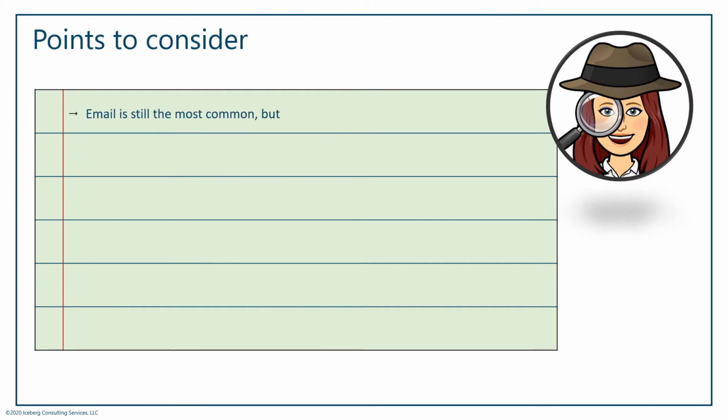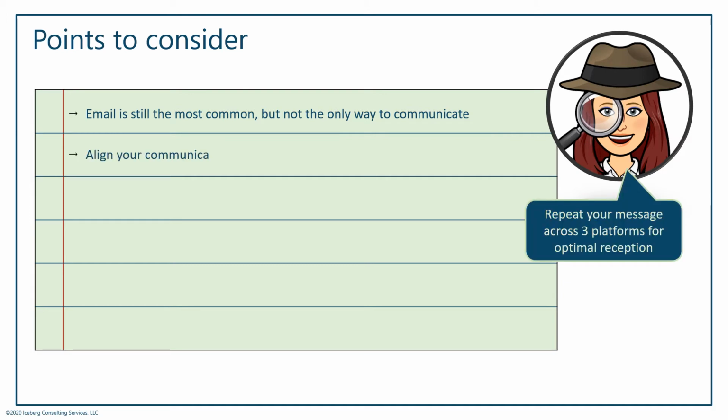So the first thing I always like to acknowledge is that while email is absolutely still the most common way that organizations communicate broadly out to their organization, it's not the only way to communicate. Almost every organization, if not every organization, now has multiple channels within their organization to communicate out to their employees. So here's where you want to start getting creative, really thinking about different ways that you can communicate to your users. And the other thing you want to do is align your communications plan to your company culture.